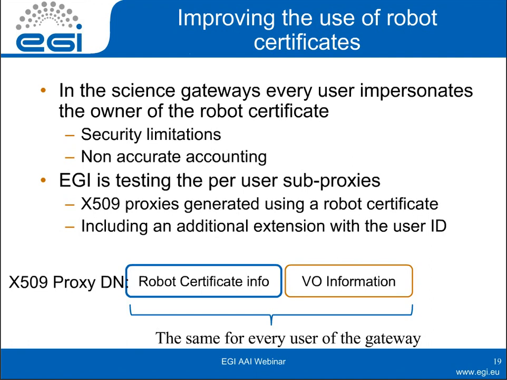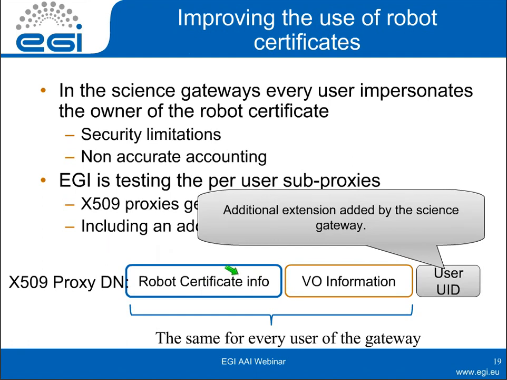implement sub-proxies. So this is the proxy, as you saw it in the previous slide. What we are testing is to add an additional extension to the proxy, which includes the user ID. It's basically another extension. This is the VO extension, and this is another extension, which may not be technically accurate in this diagram. But this is added by the portal, by the Science Gateway, and this includes information that can identify the user. The user doesn't have a certificate, but these three parts of the proxy are unique for every user. This is again not a big development that we are doing.